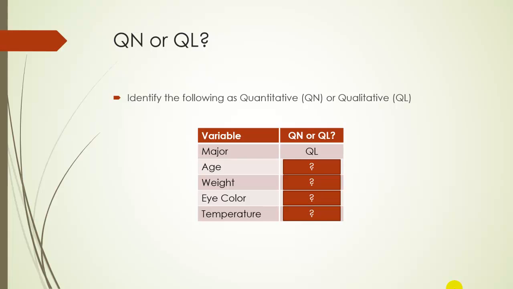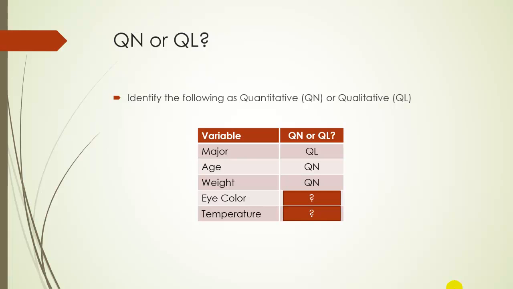Now going to age. Age is numbers, right? Like maybe I'm 40 years old or 20 years old. These are age. It's measured in years. It's counting the number of years. This is clearly quantitative. It's numerical in nature. Okay, what about weight? Well, similarly, weight would be also quantitative because, again, it's on a natural numerical scale.